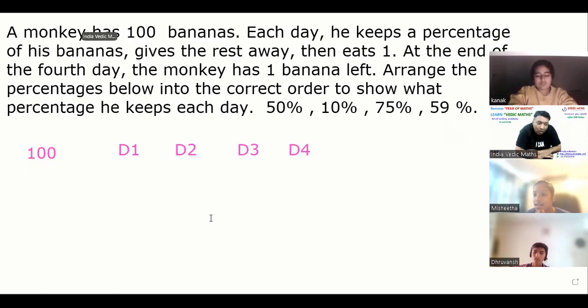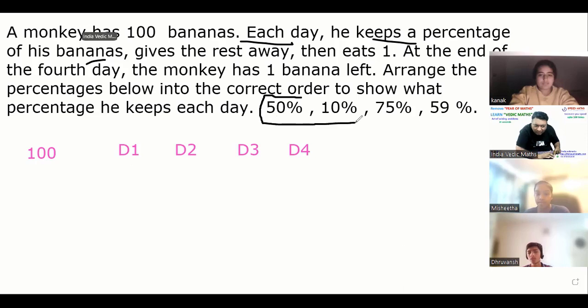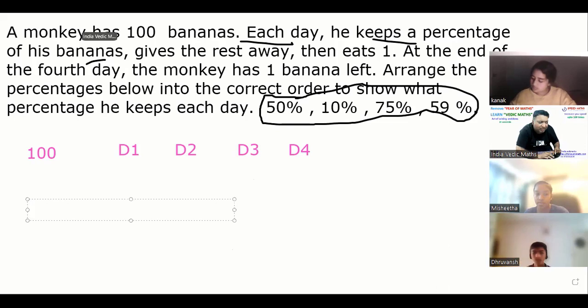Now, the question is: arrange the percentages below in the correct order to show which percentage is for which day. Let's do some kind of practical. Let's say day 1. Listen very carefully. Each day he keeps a percent of his bananas. So he will keep one of the percentages of bananas on day 1, and the remaining he will give away. Right? So now 100 is the banana count at the start.